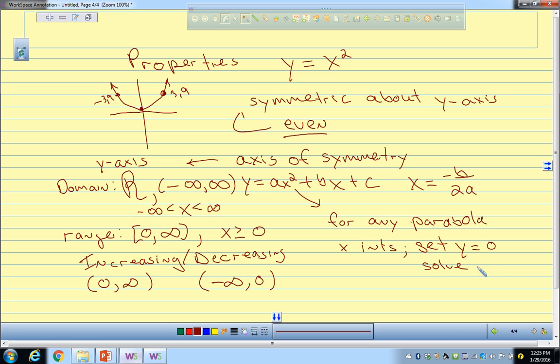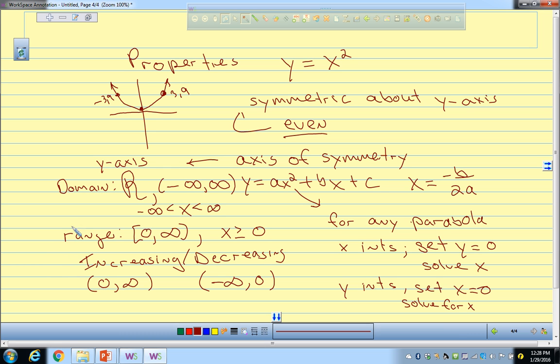Sometimes that involves factoring. Okay. To find the y-intercepts, what do I do? Set x equal to 0 and solve for y. That's kind of easier, right? Because a lot of times you could have two x-intercepts and you always only have one y-intercept. All right. Done with that?